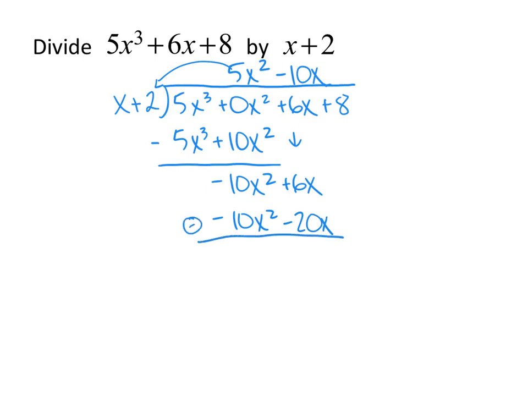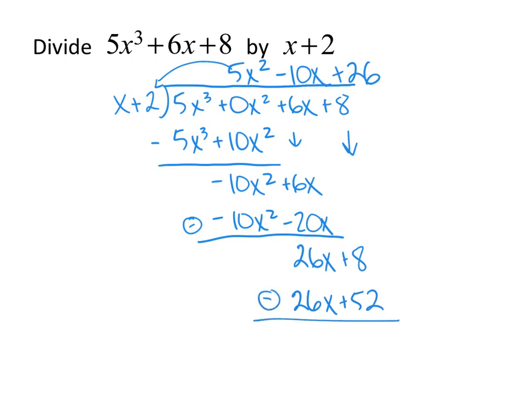Again, I subtract. Be careful when you're subtracting. 6 minus negative 20x is actually plus, so I get 26x. I bring down the last term, which is 8. And last time I say x goes into 26x, or x times what is 26x, and the answer is 26. And when I do the multiplication, I get 26x plus 52. And when I subtract, I'm obviously going to have a remainder of negative 44.